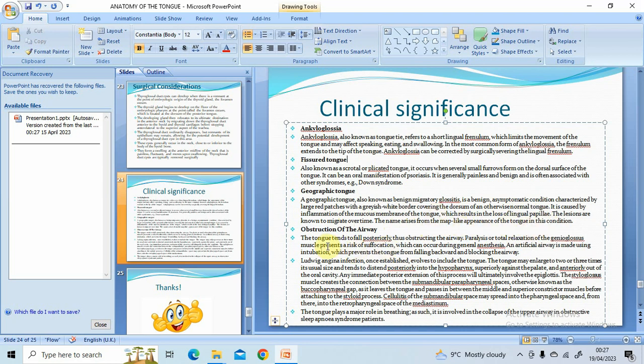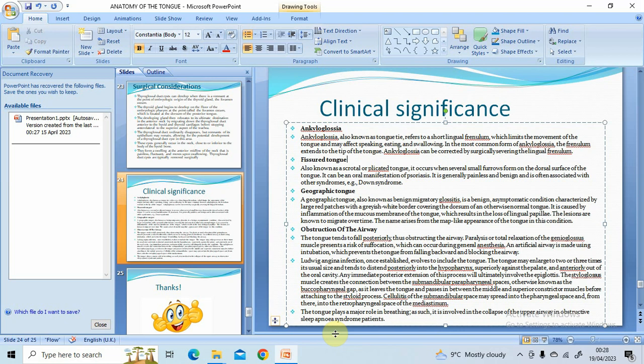So, another important one is obstruction of the airway. Remember I said that the largest extrinsic muscle, the genioglossus, sometimes can be paralyzed, maybe during anesthesia or total relaxation. This has a tendency of blocking the airway because it tends to retract the tongue to cover the airway. When this happens, an artificial airway is made using intubation, which prevents the tongue from falling backwards and blocking the airway.